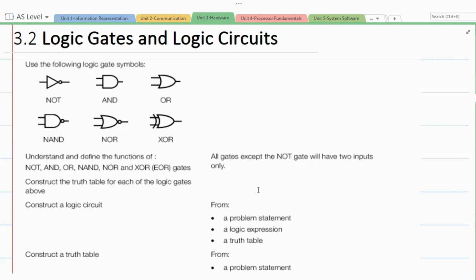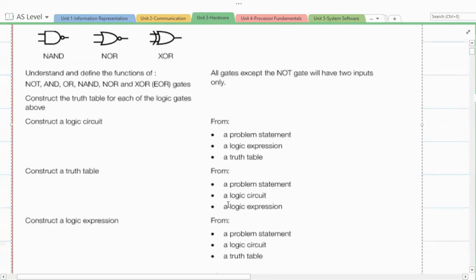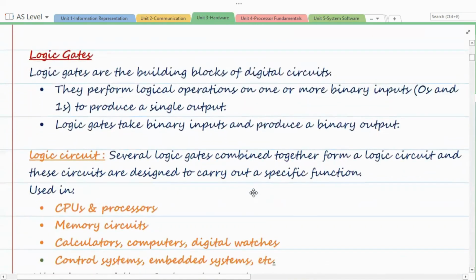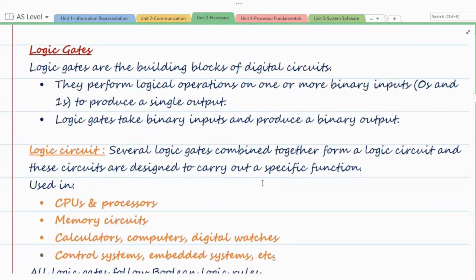Computers make decisions based on conditions, and these conditions are made using something called logic gates. Now, in today's session, we are going to learn what logic gates are, truth tables, and more. So let's get started. First of all, let's understand what are logic gates. Logic gates are the building blocks of logic circuits. Think of them as tiny decision makers inside electronic circuits or electronic devices.